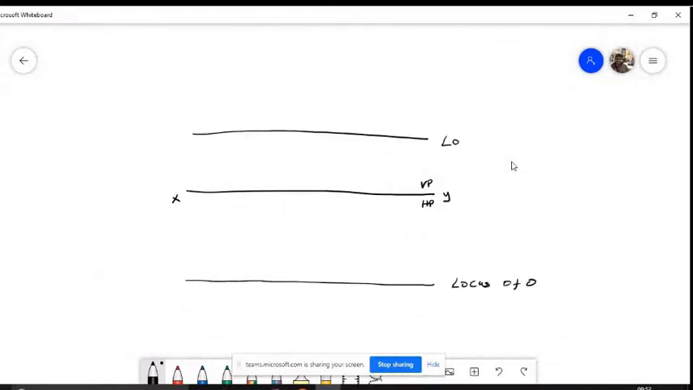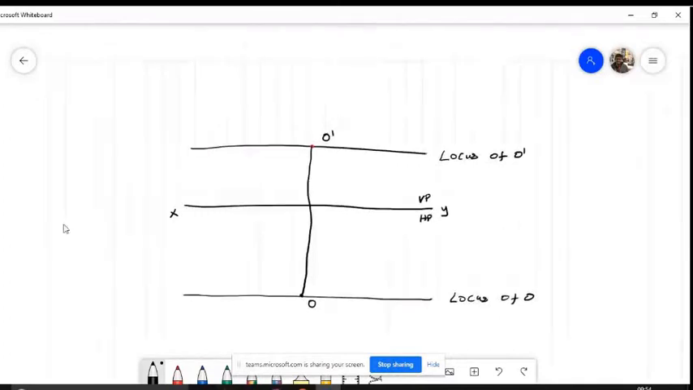This should be the locus of the midpoint in the front view. So the midpoint will be named O dash, and this is the locus of O dash. Okay, so I drew the lines for the loci. In that, you choose any one point and from that you draw a vertical line. So these two are the midpoints in the front view and top view. This will be my O dash, and this will be my O. Okay, so we fixed the midpoint.